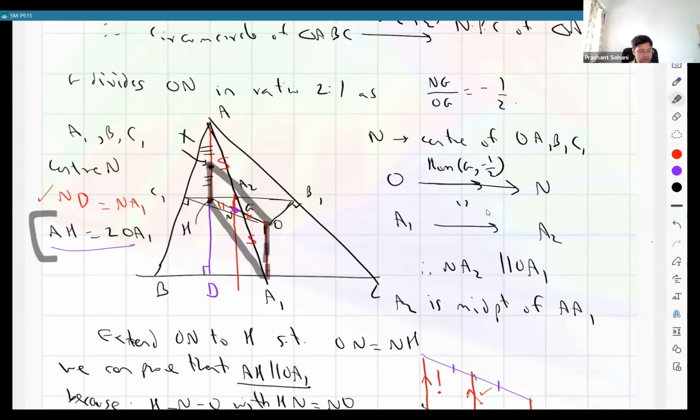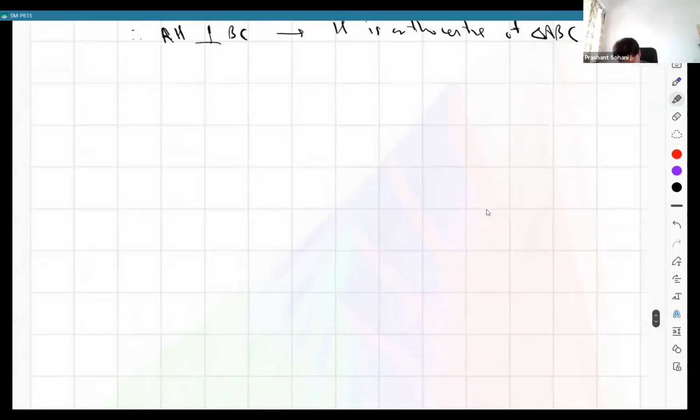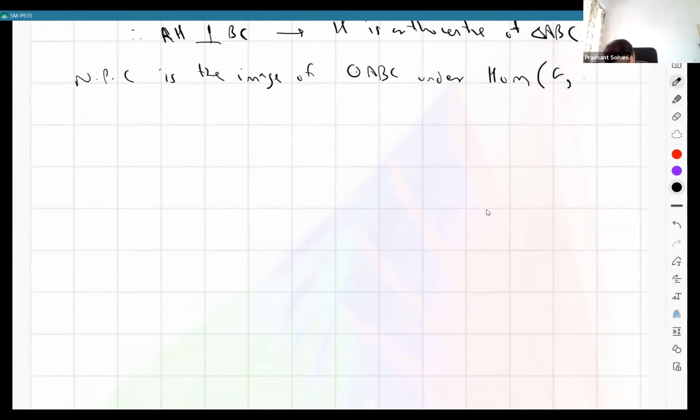So basically, this homothety is very deeply embedded in this basic theory which all of us have studied. And not only this, the further implication is, as we already said, that the 9-point circle is the image of the circumcircle under a homothety around the centroid with ratio minus half.